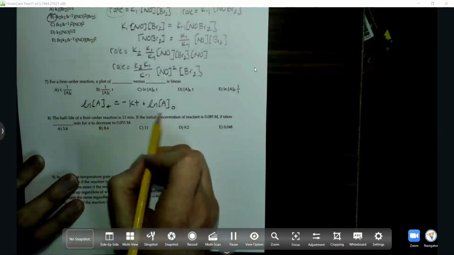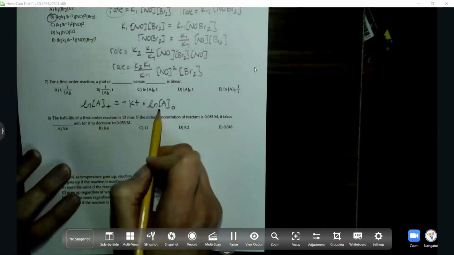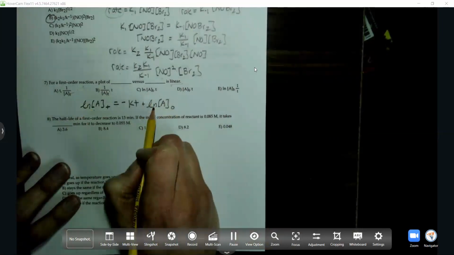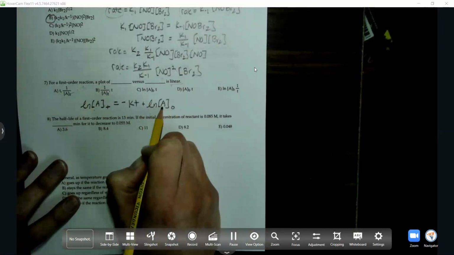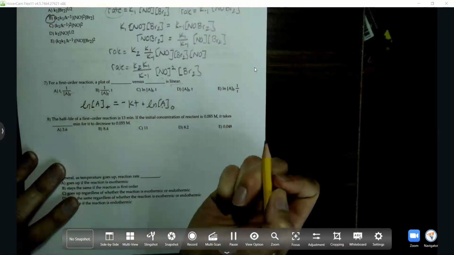So this is going to tell us what we're comparing to look at something that's first order. We want to confirm that's first order by finding the linear representation. So if we plot ln of the concentration of our reactant versus t, then that will give us a line. So the answer there is C.